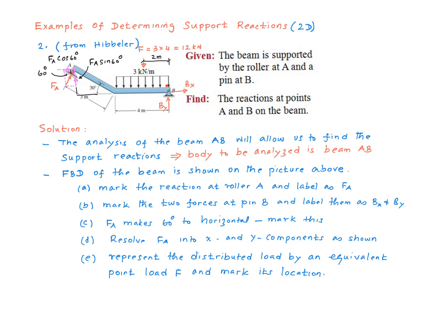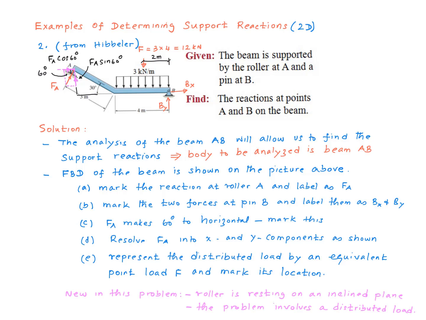Finally, I want to represent this uniformly distributed load as an equivalent point load. So the magnitude of the point load, if you recall, equals the area under the distributed load diagram, right? So that will be 3 multiplied by 4, so you get 12 kilonewton out of that, and that force is acting in the middle of it because this is a uniformly distributed load, and the centroid of that is right in the middle, and therefore this distance will be 2 meters.